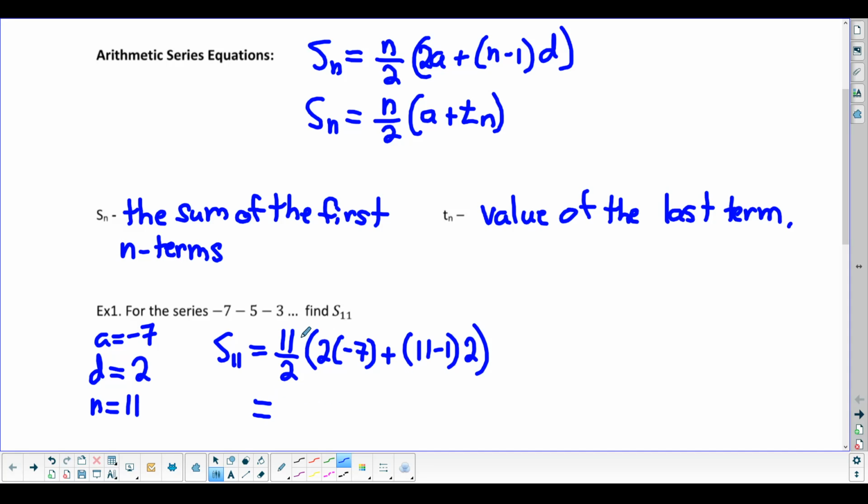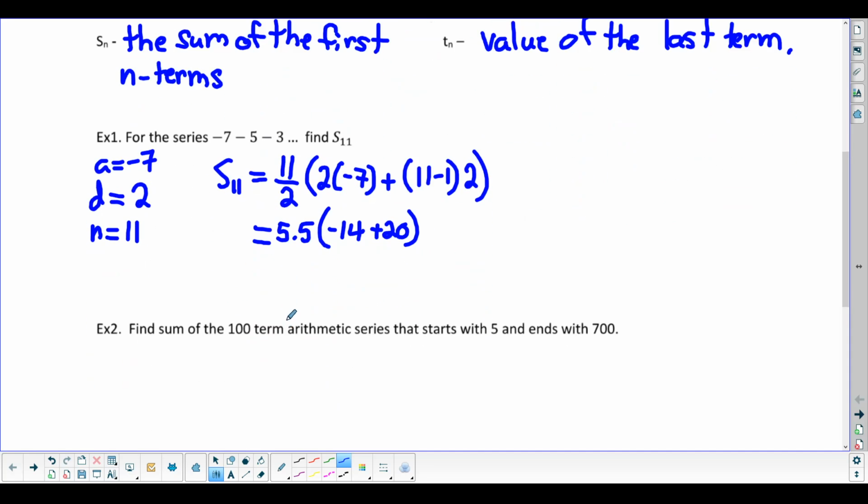Okay, so let's do some calculations here. 11 over 2 we can just leave as a fraction, or you can write it as 5.5, times, and then 2 times -7 is -14. Here we're going to have 11 minus 1 is 10, times 2 is 20, so plus 20. And we can finish the math here, right? We want to add in the brackets first. So we get -14 plus 20, which is 6, times 5.5. You can use your calculator for that. Gives us 33. So S11 is 33.